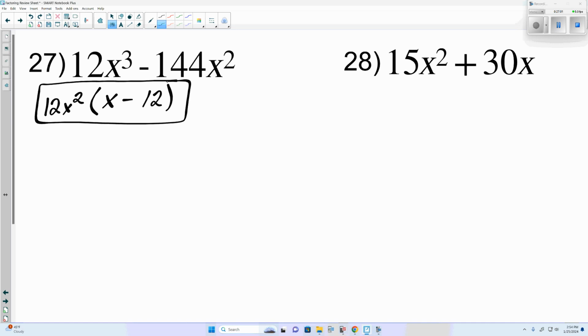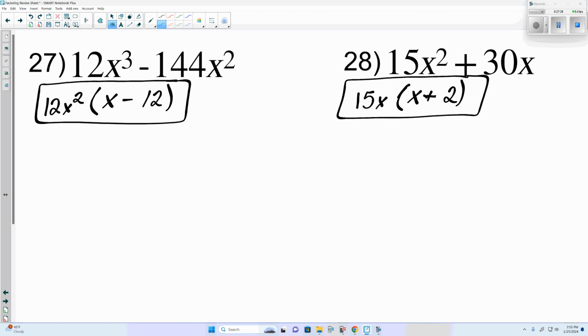15x squared plus 30x. Is there a greatest common factor? 15x. And if we factor 15x out of 15x squared, we're left with x, plus 30 divided by 15 is 2. And the x factors out completely. If a term factors out completely, it reduces to 1. Questions on 27 or 28?